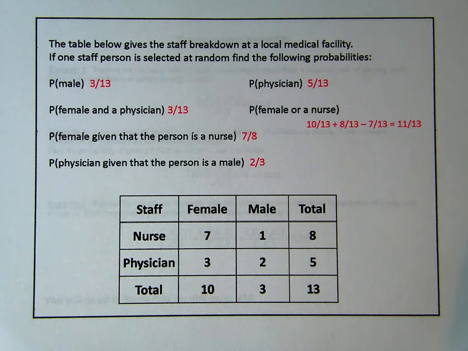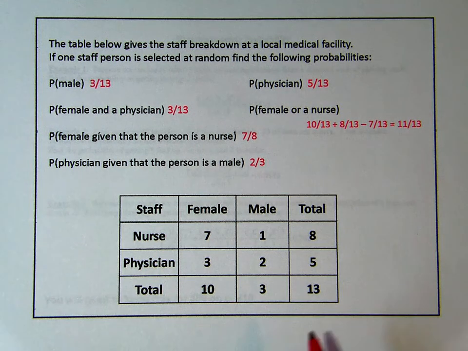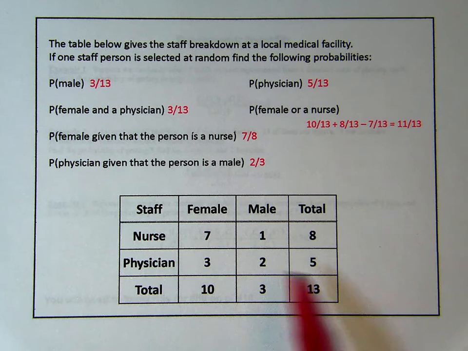So what it's asking us to do with this information: the table below gives the staff breakdown at a local medical facility. If one staff person is selected at random, find the following probabilities. What's the probability that the person is male? Well, there is a 3 out of 13 chance that the person chosen is a male. What's the probability the person is a physician? Well, 5 out of 13.